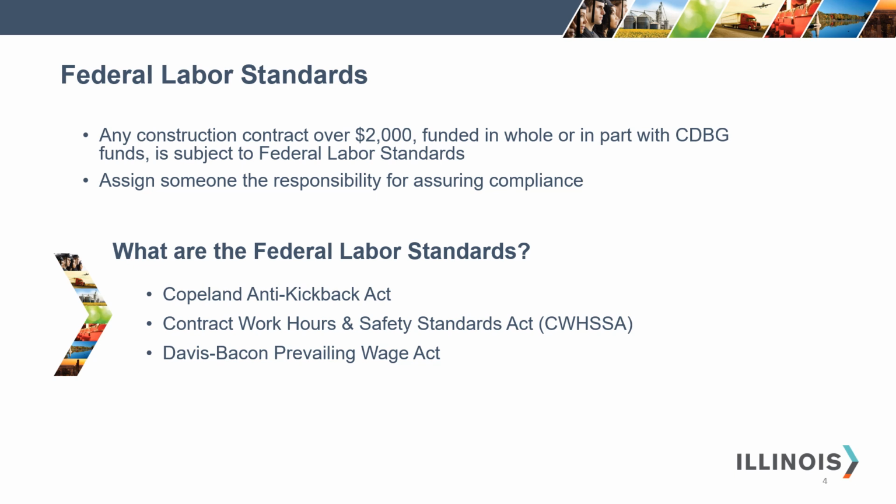The federal labor standards apply to any construction contract over $2,000 funded in whole or in part with CDBG funds. You need to assign someone the responsibility for assuring compliance with the federal labor standards. What are the federal labor standards? They are the Copeland Anti-Kickback Act, the Contract Work Hours and Safety Standards Act, and the Davis-Bacon Prevailing Wage Act.